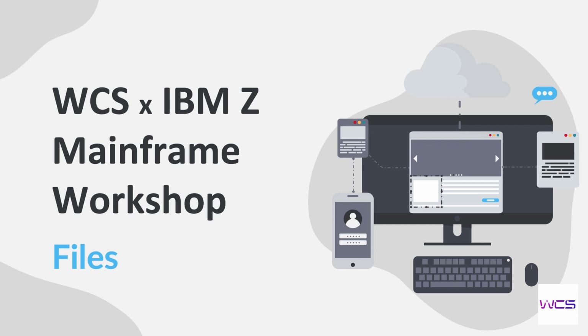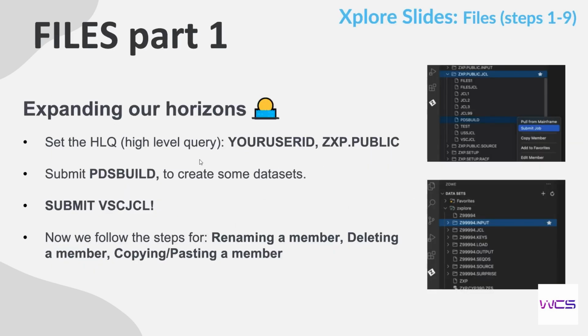All right, so today we're going to be getting into the Files module of IBMZ Explorer. This one is just pretty simple like the last one. All we're going to be doing is sort of understanding how to interact with these data sets on the text editor VS Code. So let's get started. First, we're going to be setting our high-level query.